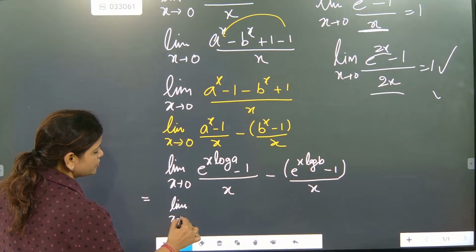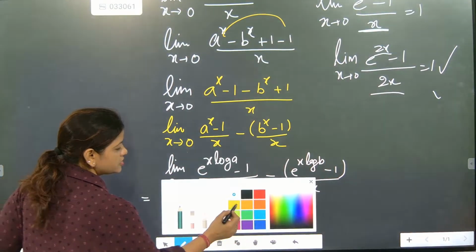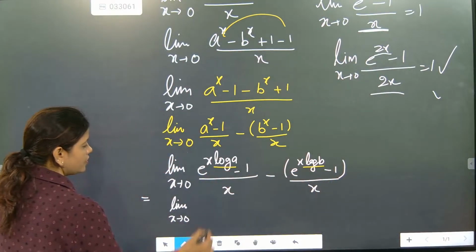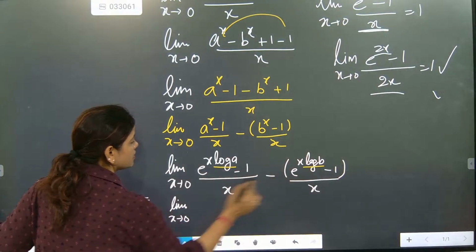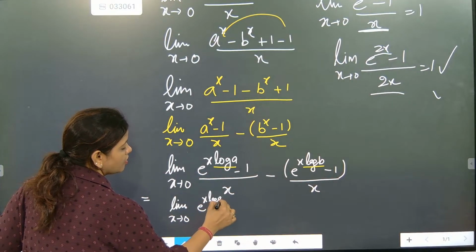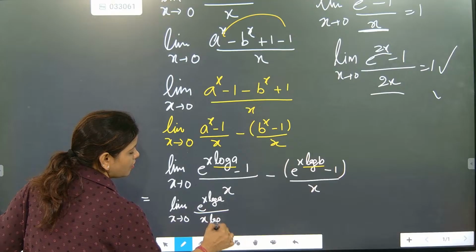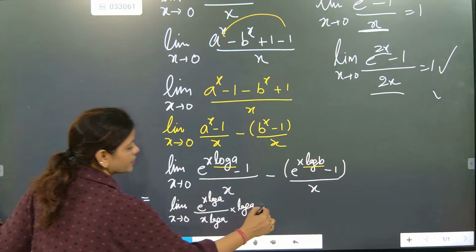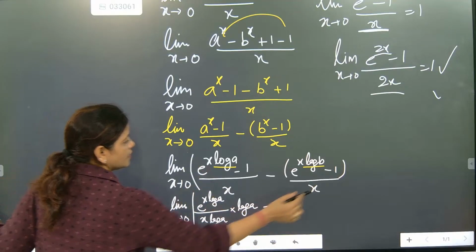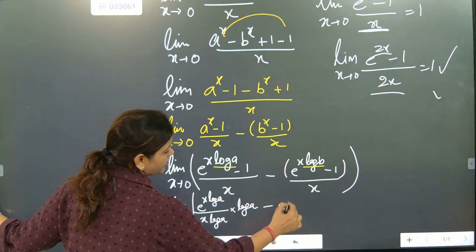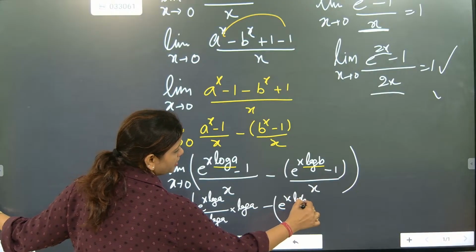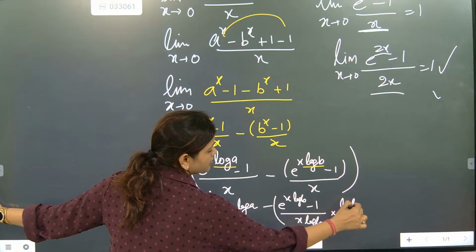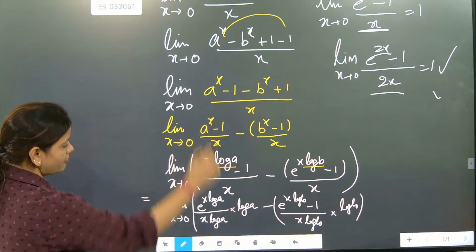Here limit x tends to 0. One small thing I will do. Just check this one out, and everything will change. So this and this is extra. What are we going to write? We will write here e to the power x log a minus 1 by x log a, into log a, multiplied and divided, minus, full bracket, otherwise you have to take another limit, e to the power x log b minus 1 by x log b, into log b. So now it is looking like our formula format.